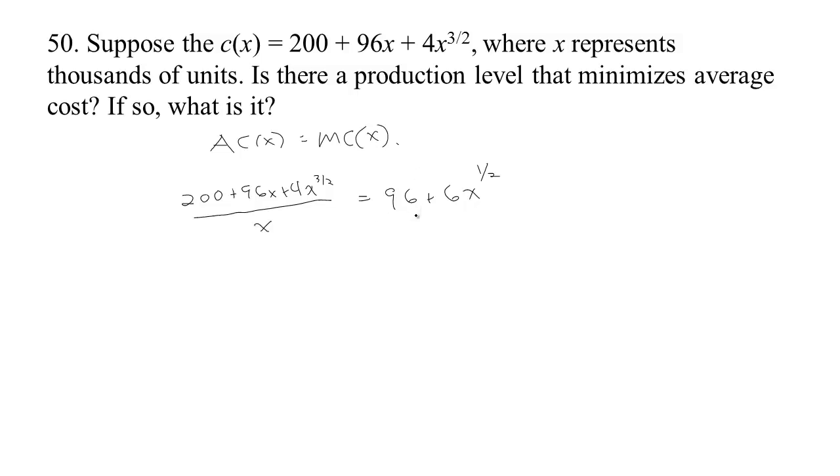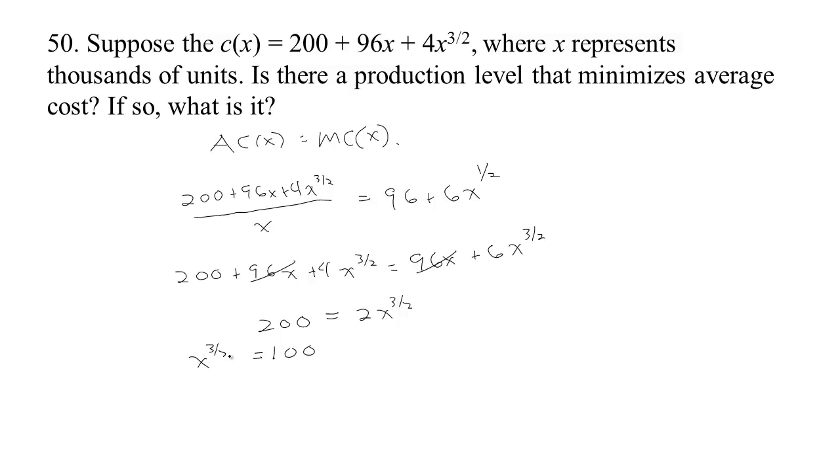So we're just interested in seeing if we can solve this problem. If I multiply both sides by x, I have 200 plus 96x plus 4x to the 3 halves equals 96x plus 6x to the 3 halves, since x times x to the 1/2 would be x to the 3 halves. Okay, there's a 96x on both sides. That's nice. If we bring this 4x to the 3 halves over and put it with this 6x to the 3 halves, we have 2x to the 3 halves. If we divide by 2, we have 100 equals x to the 3 halves.